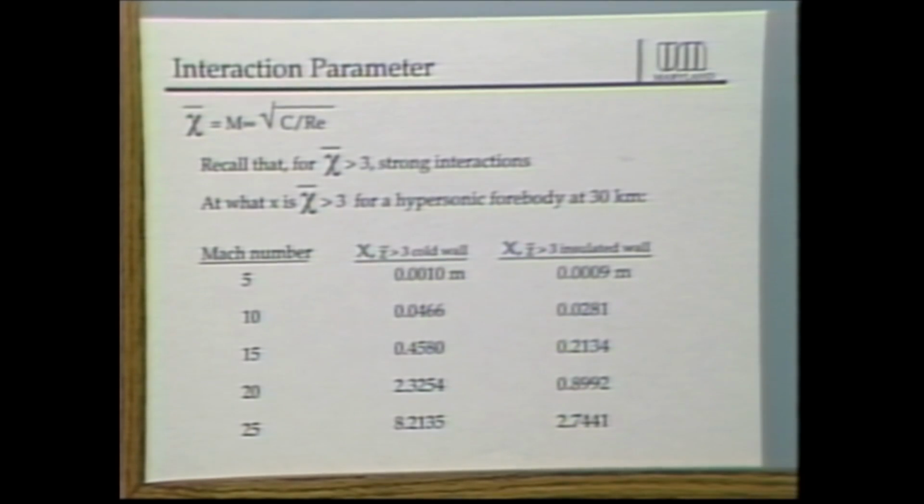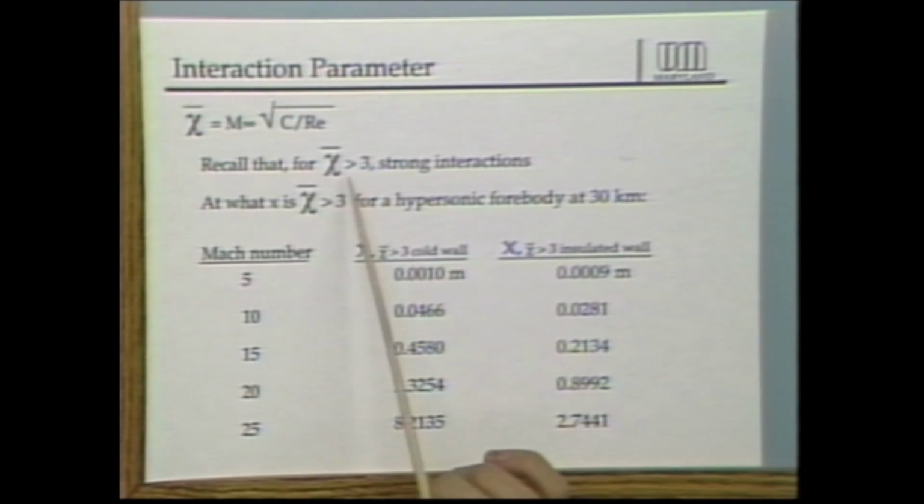Now, you may recall yesterday in the discussion of strong interaction theory, a parameter was introduced called the interaction parameter. That interaction parameter is used to characterize whether we're in that strong interaction regime or the weak interaction regime. In other words, are we in the regime where the boundary layer and the shock are communicating back and forth between each other, or are we just in the regime where the shock dictates the thickness of the boundary layer? Let's look at how that interaction parameter will scale on a typical hypersonic vehicle.